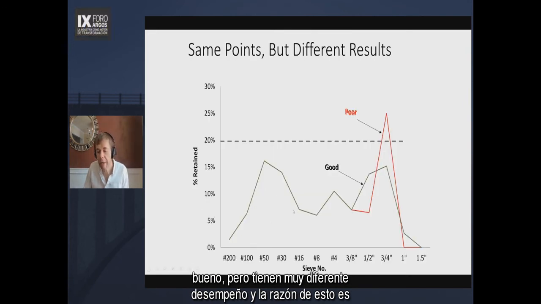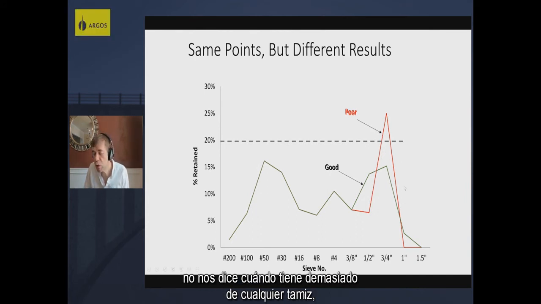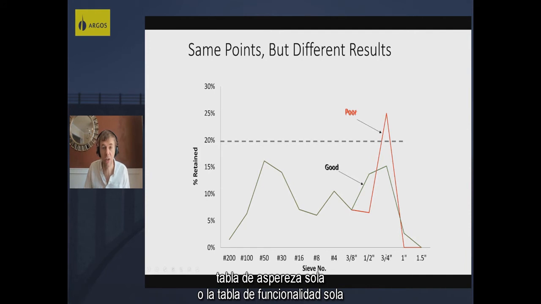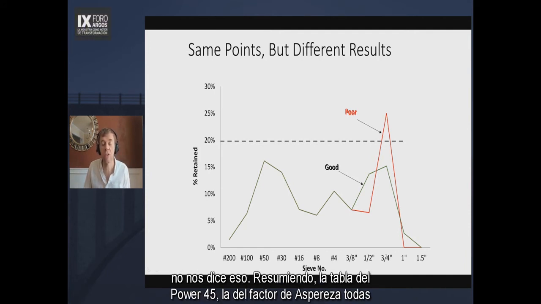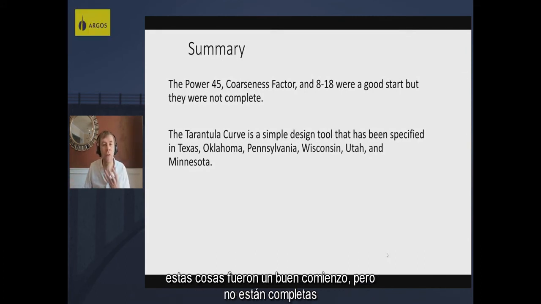And the reason why is that this Shillstone chart doesn't tell you when you have too much on any one sieve. You can see we exceeded the 20% right here on the 3/4 inch, and the Shillstone chart or the workability chart just doesn't tell you that. So the Power 45, the coarseness factor, all these things were a good start, but they're not complete.